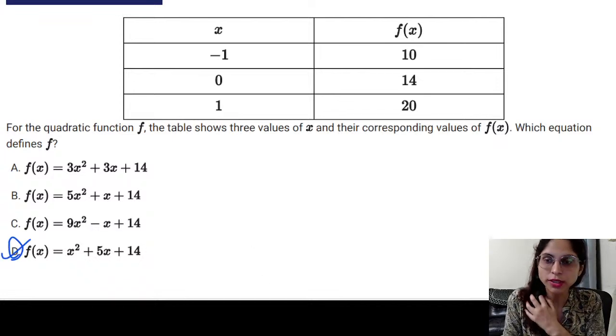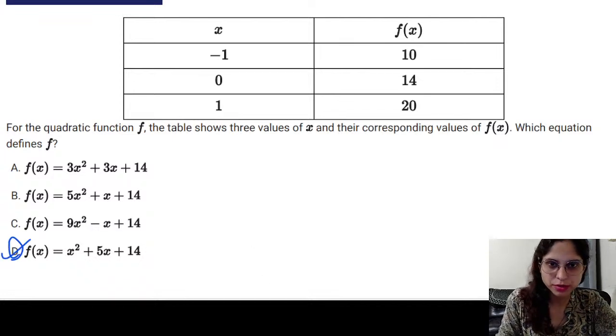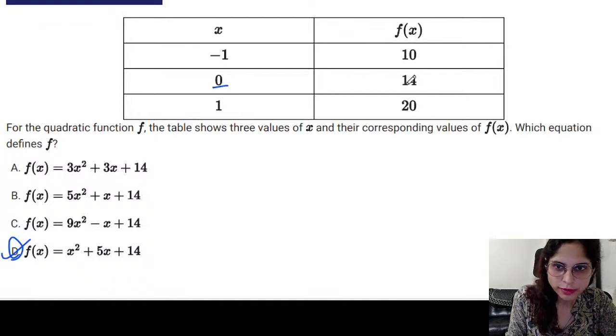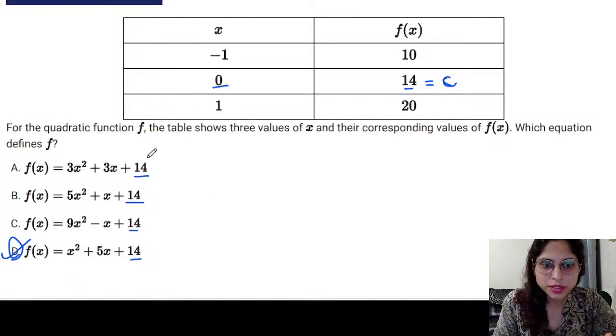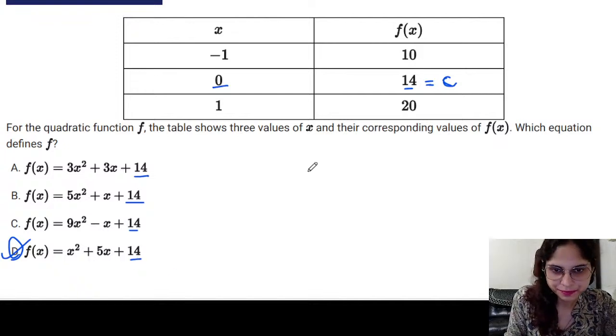Also, one more thing I want to say, this is a medium problem. At 0 you have 14, so this is the value of c, that is your constant. But the constant everywhere is 14, so I cannot eliminate any other option. But if in all the other 3 options the y-intercept, the constant, was something else other than 14, then directly D could have been the option.